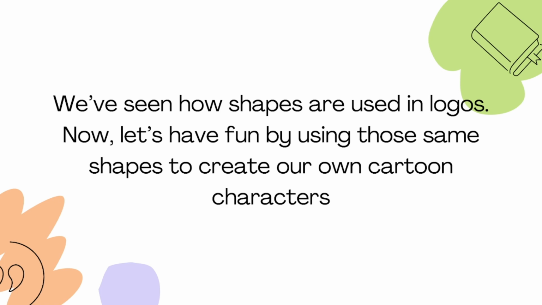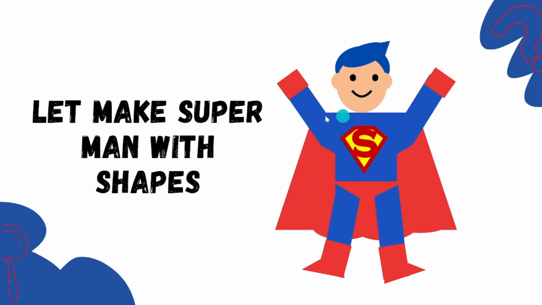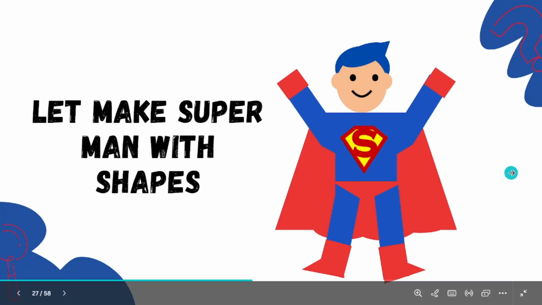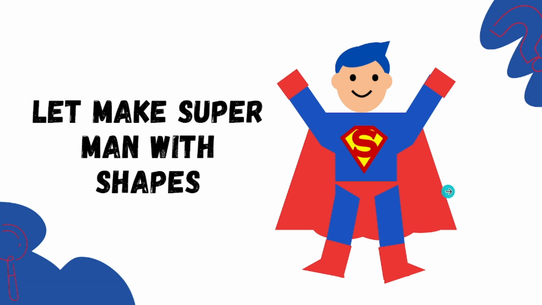Now I want you guys to guess which cartoon character we are going to make using the shapes, right? As you are thinking about it, let me just show you. So we are going to make a Superman. I'm going to make this Superman right here using just shapes. Yeah, this Superman here was made using just shapes.